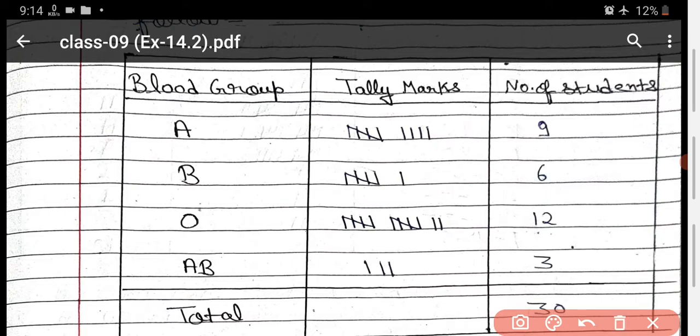Now in the last you have to count how many there are. 5 and 4 is 9, 5 and 1 is 6, 5 and 5 is 10 and 2 is 12. Then they are 3. Just add: 9 and 6 is 15, 15 and 3 is 18, 18 and 12 is 30. In the question they say 30 students are there, and you found 30. It means your answer is correct.